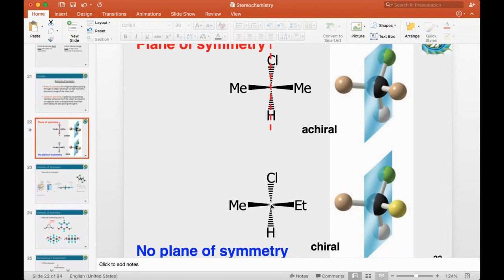The carbon on the bottom here is bonded to chlorine, CH3, CH2, ethyl is CH2, CH3, and hydrogen. So this carbon here is bonded to four different groups. I want to emphasize that, okay? So let me redraw the molecule in a different perspective.